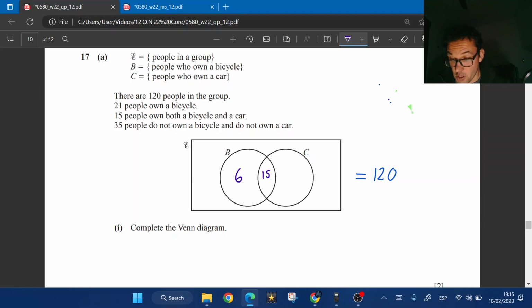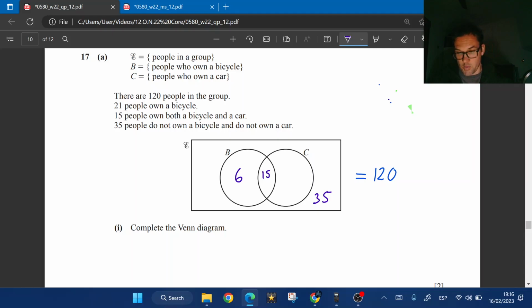35 people do not own a bicycle and do not own a car. So they don't go in any of the circles. They are going to go over there. Right, so we've got the people in the group that don't own a bicycle or a car, the 6 people that only own a bicycle, and then the 15 people who own a bicycle and a car. We still need to find out the people who have a car but no bicycle.